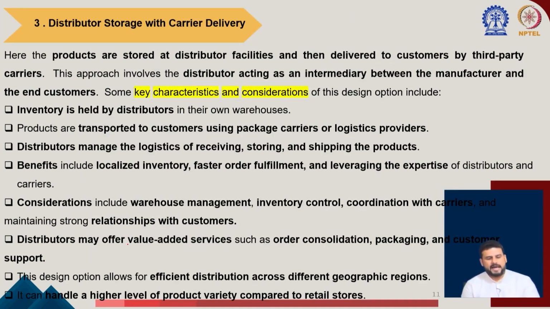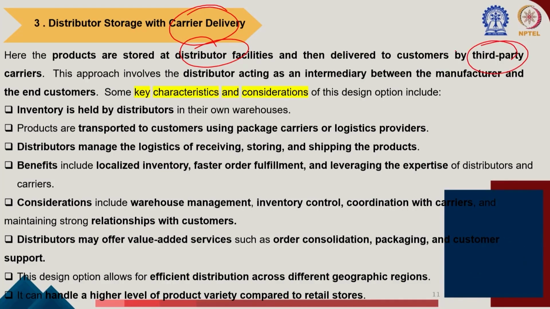The third option we have is distributor storage with carrier delivery. Now instead of the manufacturer, here the distributor is storing the inventory. Now the manufacturer is losing control over inventory and a little control over the delivery and quality, right? So the services they are providing to the customers. For carrier delivery, maybe the distributor is doing the delivery, or you are hiring a third party to make the last mile delivery. So what are some key considerations under this? Obviously inventory will now be held by the distributor.